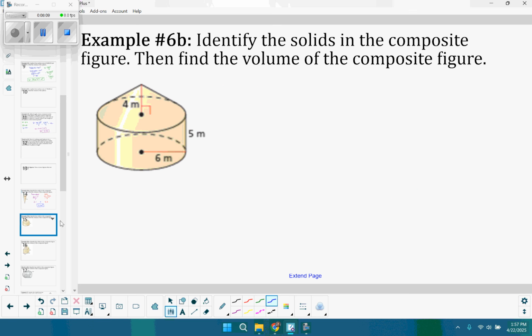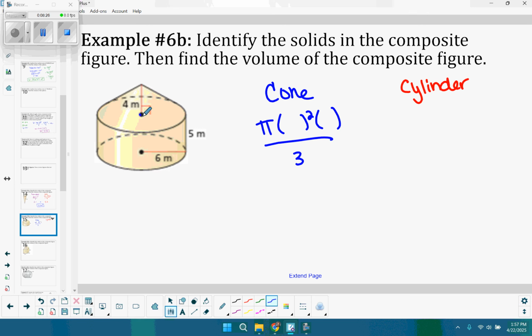Let's look at example 6b. So I have a cone as one shape, and I have a cylinder as the other. So my cone, which is pi r squared h over 3, the r is the same for the cone as it is the cylinder, so that's 6. The height of the cone is 4. So I get a volume here of 150.8.